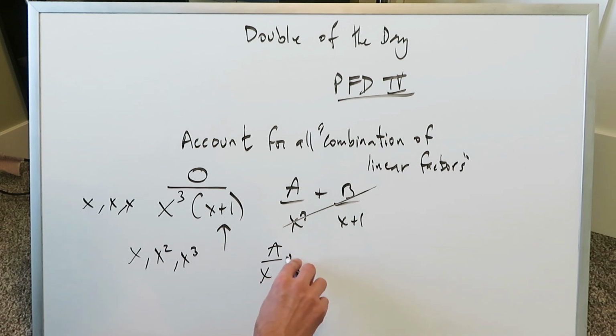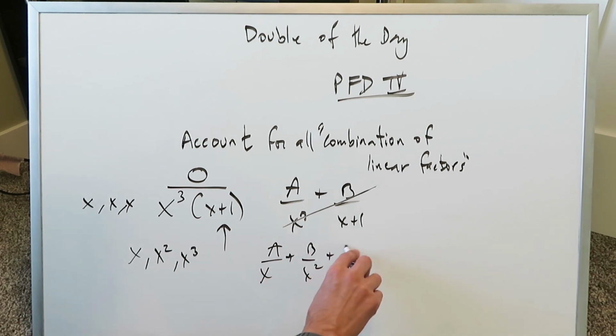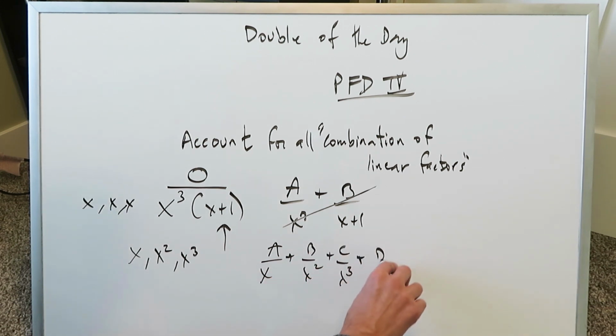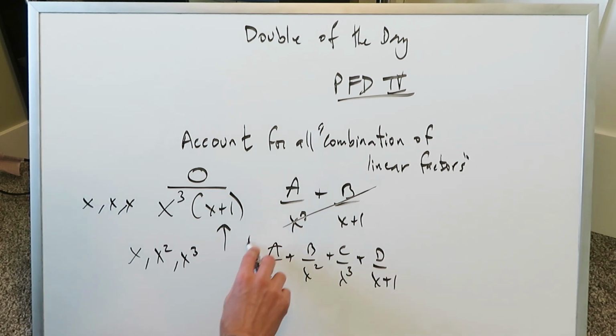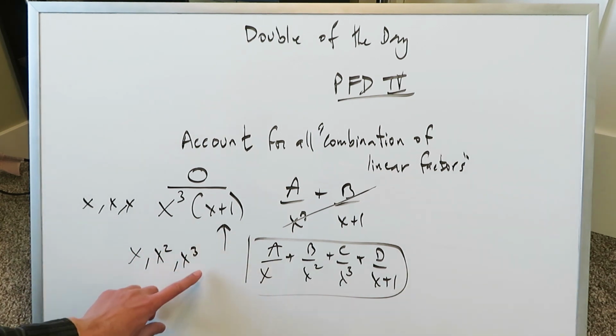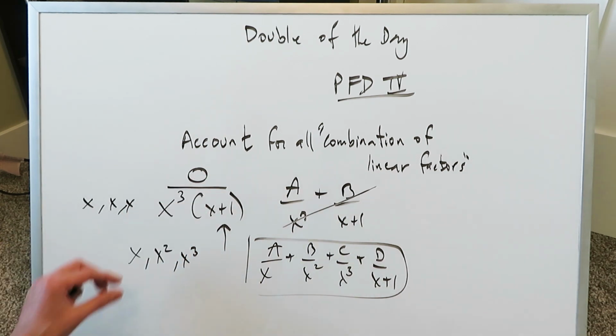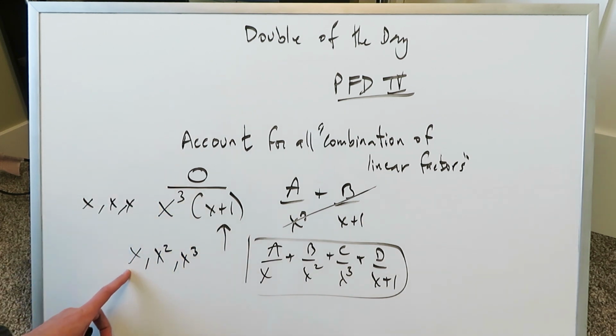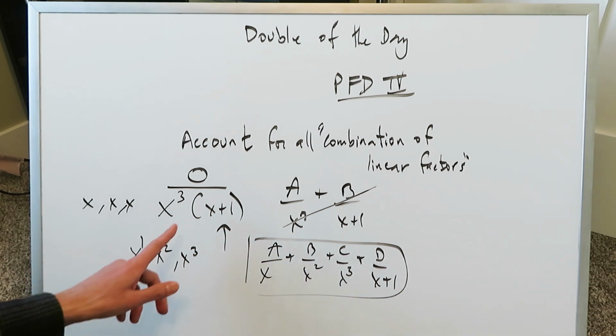You have a over x plus b over x squared plus c over x cubed plus d over x plus 1. That is exactly what your template becomes versus that. This right here is wrong, this right here is right. This is what you are thinking about when you have to account for all the combinations of x cubed. X cubed is made up of x, x squared, x cubed. So this is the peculiarity you need to keep in mind when you have a factor which looks like this in the denominator.